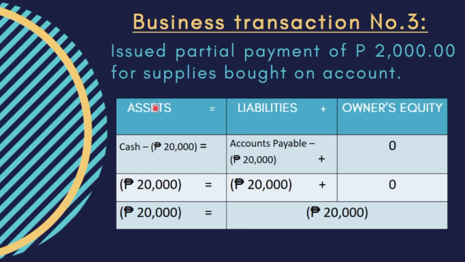So assets equals negative 20,000 and the liabilities is negative 20,000 plus 0. So using our accounting equation, assets equals liabilities plus owner's equity. Total assets is negative 20,000 and the total liabilities plus owner's equity is negative 20,000. So our transaction is balanced using our accounting equation.